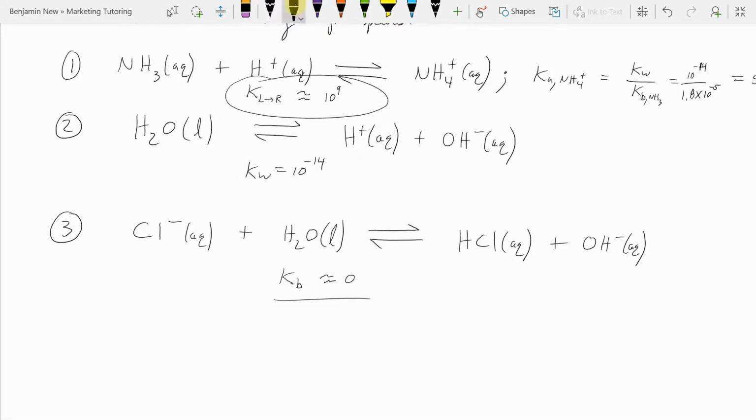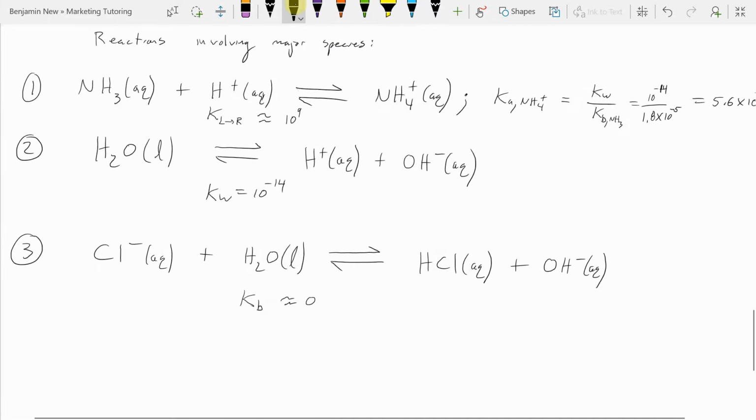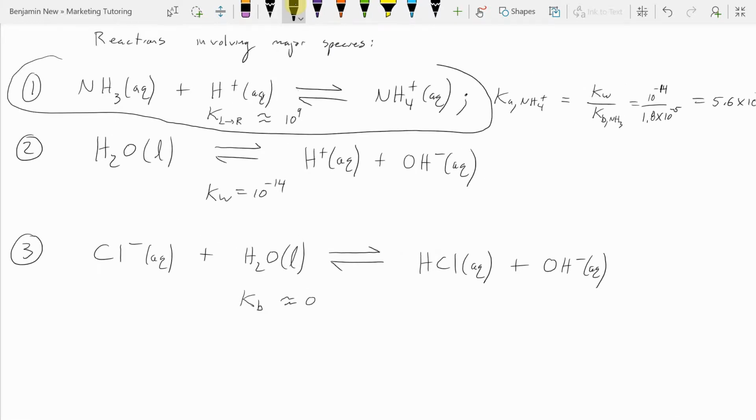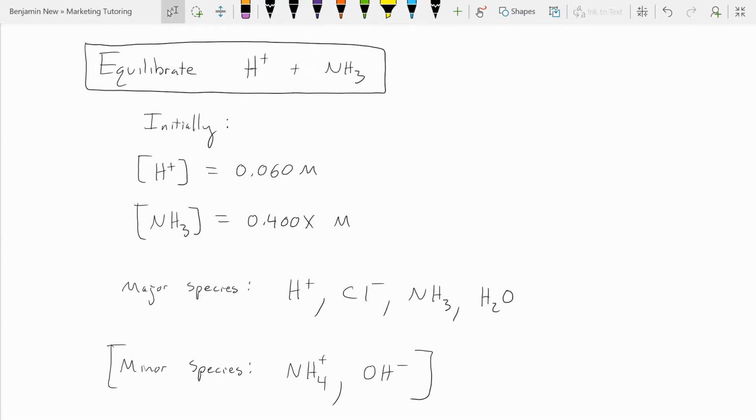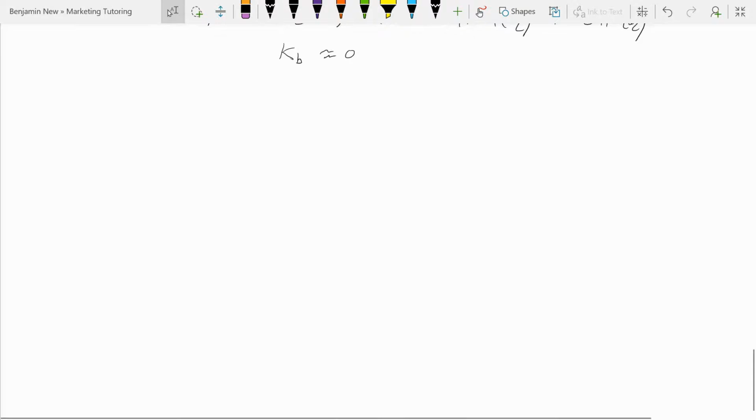It's approximately 0, which is even less than that. But this guy is huge. It's like 1 billion. So the obvious winner is reaction 1. And so let's go ahead and carry out that reaction. That's the titration reaction, H plus and ammonia. So let's go ahead and do that.